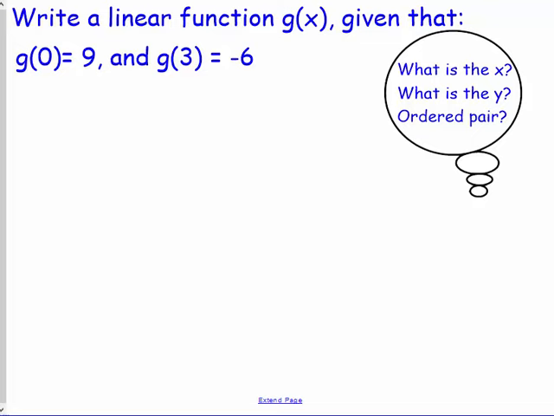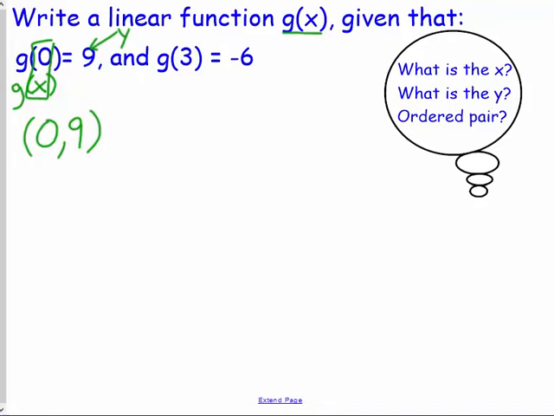It says write a linear equation, g of x, given that g of 0 equals 9 and g of 3 equals -6. This works back to even what we talked about originally, but notice g of x is now g of 0. That means they've given me an x value here. Instead of x, we have a 0. That's the first number in the ordered pair. It's 0, something. Then g of 0 equals 9. That's telling me my y value. They've given me an ordered pair here. g of 0 is the same thing as 0, 9.